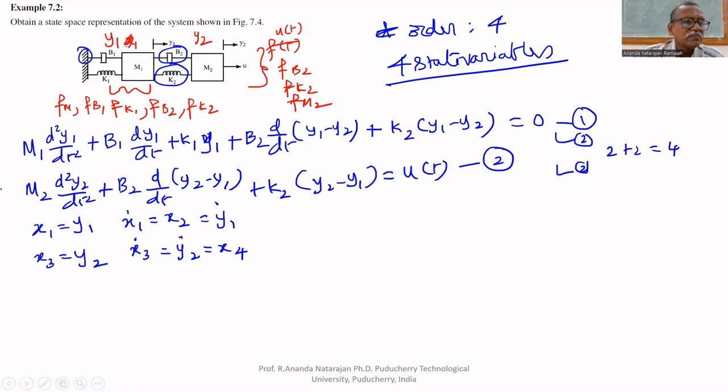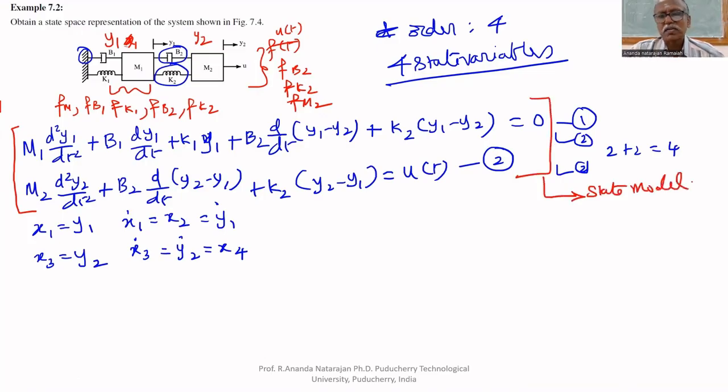We have to convert these two equations into a state model. That is the question actually, because we know how to obtain these two equations, the first unit we studied. Now we have to convert this into a state model. First, we have to find the order of the system. The order of the system is 4, therefore 4 state variables are there. Now we are assigning the 4 state variables.